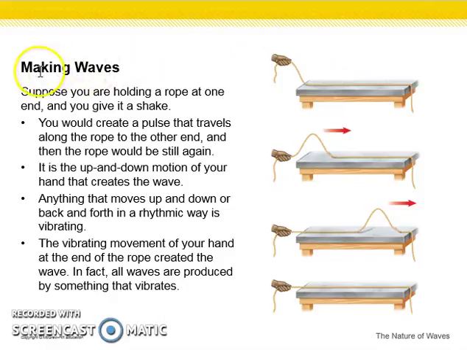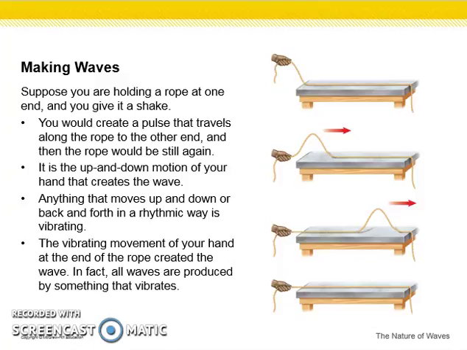So let's just talk. Suppose you're holding a rope at one end and you give it a shake. You would create a pulse that travels along the rope to the other end, and then the rope would be still again. It is the up and down motion of your hand that creates the wave. Anything that moves up or down or back and forth in a rhythmic way is vibrating. The vibrating movement of your hand at the end of the rope created the wave. In fact, all waves are produced by something that vibrates.